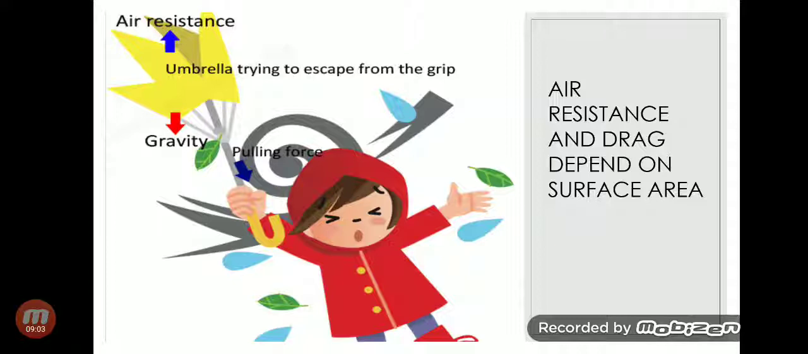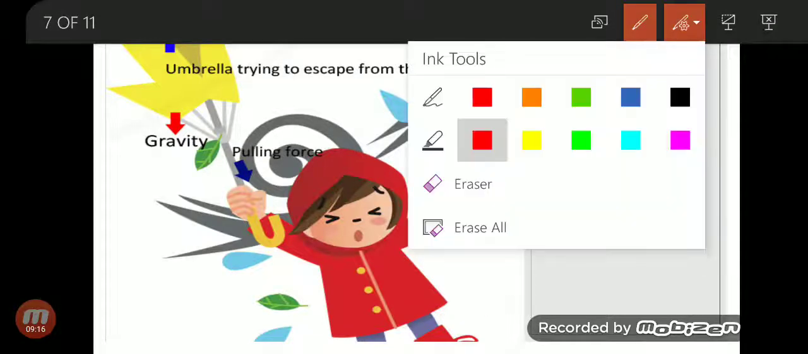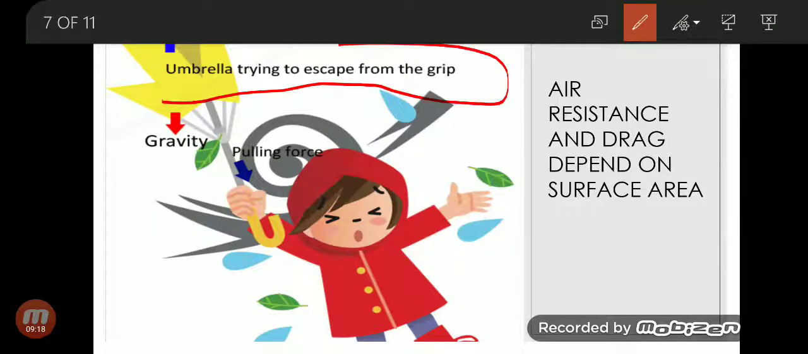Next, see, if you have an umbrella and air comes, what will happen? The umbrella will try to escape from your grip, right? The umbrella will try to go away from your hand, right? It will try to escape from the grip.